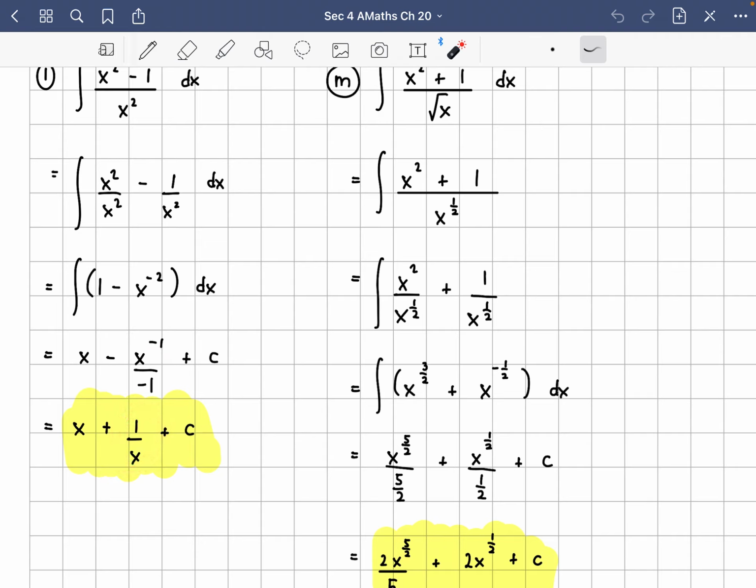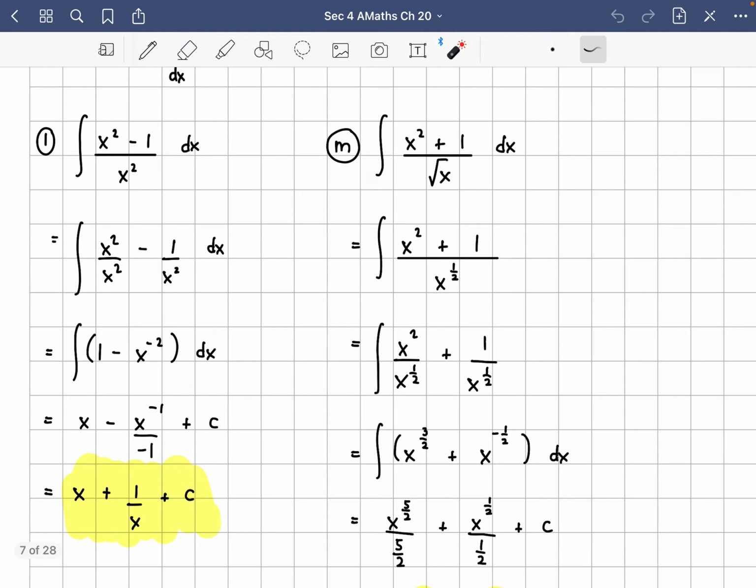So therefore, this is your final answer for letter L. And then our last example here: we have x squared plus 1 over root of x. Okay, so again, we don't have quotient rule for integration. So what I'll do here is to remove the denominator first, by rewriting the root sign and making it a fractional index, or raised to 1/2.